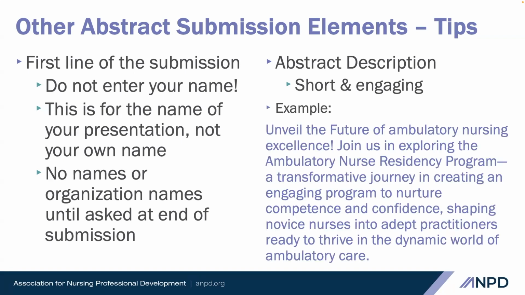This example is just 45 words and 2 sentences, meant to engage the reader and increase the desire to know more about my work in developing and implementing an ambulatory nurse residency program. It should also let the reader know what participants can expect from engaging in my presentation. Here, you would expect a presentation about the development of an ambulatory nurse residency program that had outcomes of improving competency and competence of residents. You will likely find it helpful to write your abstract body first and then come back and write your abstract description.